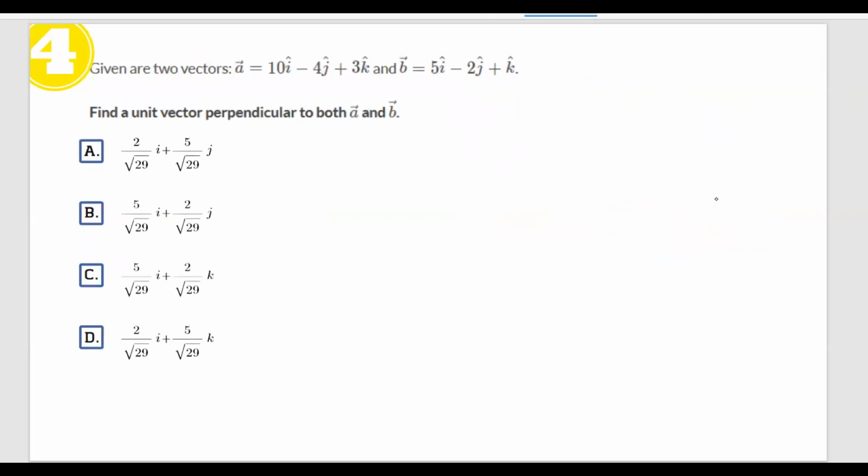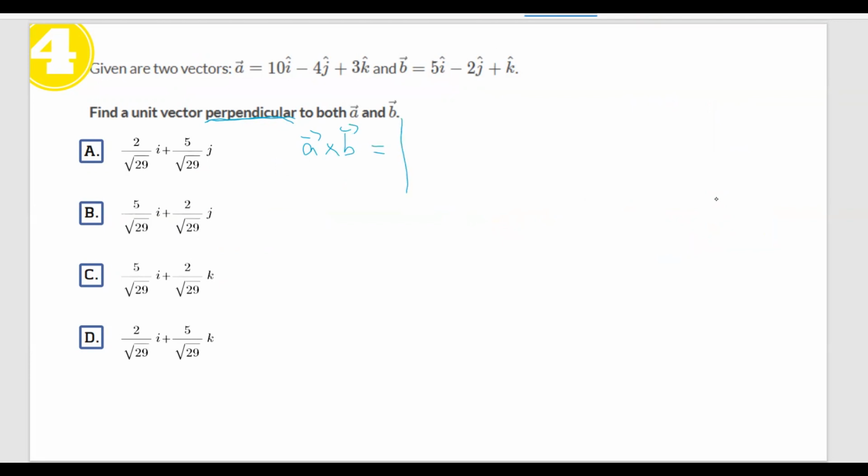Problem number 4. Given two vectors A and B, find a unit vector perpendicular to both A and B. Find a unit vector perpendicular. So the key here is perpendicular. We know that the cross product gives us a vector that is perpendicular to both A and B. So what we're going to do here is the cross product. And let's go ahead and first do that.